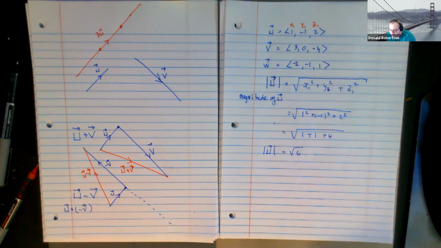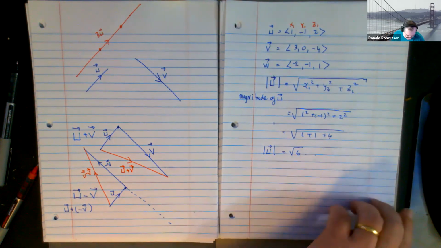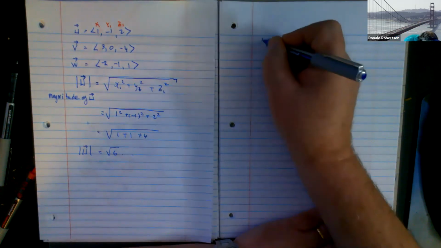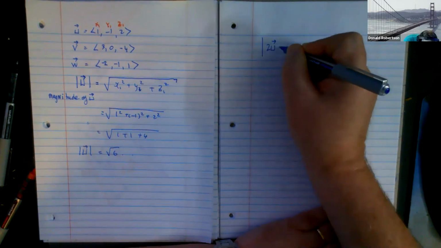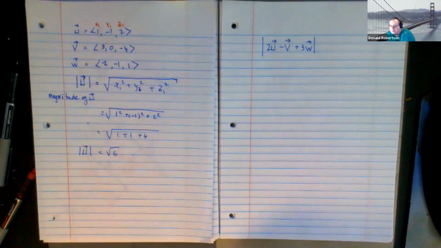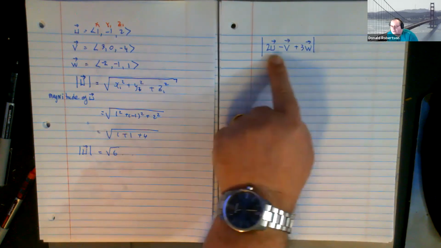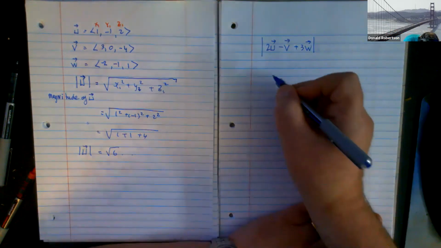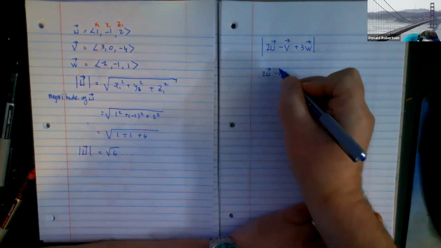But sometimes you have to make the radical look pretty. Well, let's up the ante. Actually, let's up it a lot. 2u take away v plus 3w. What we're going to find now is the magnitude of this. Well, I really have to do some work here, right? Finding the magnitude is going to be the last thing. The square root bit is going to be the last thing I'm going to do. Shouldn't I find what this vector is first?